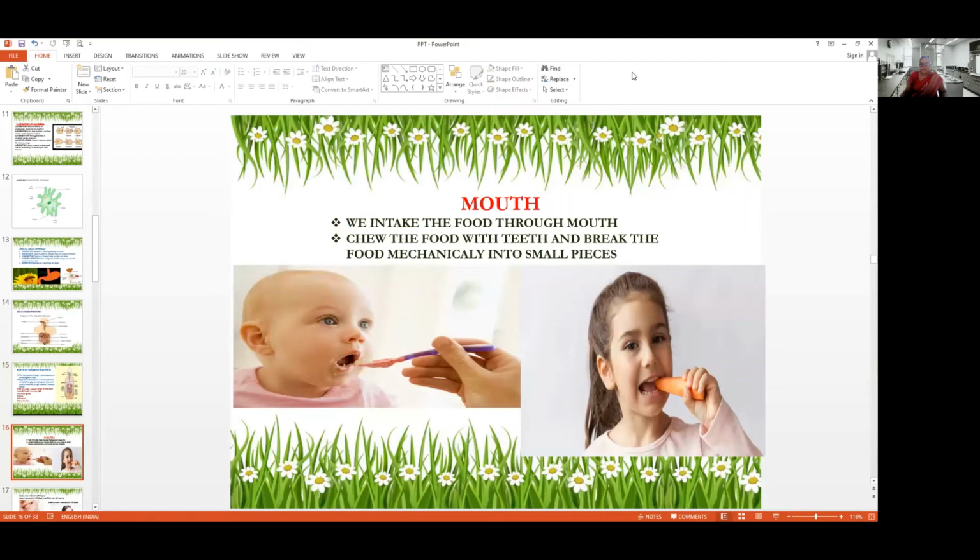The first digestive organ is the mouth. We take in the food through the mouth, and we chew the food with the help of teeth. We bite the food, or we tear the food when eating flesh, mechanically into small pieces.